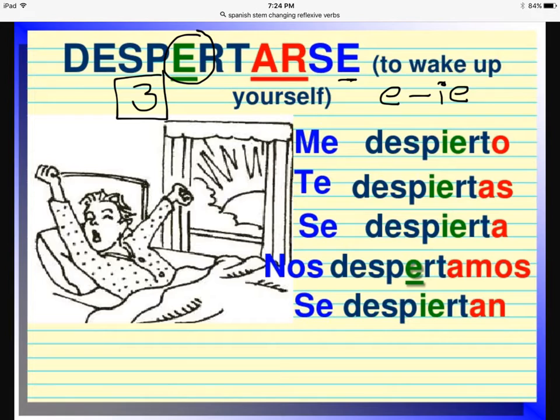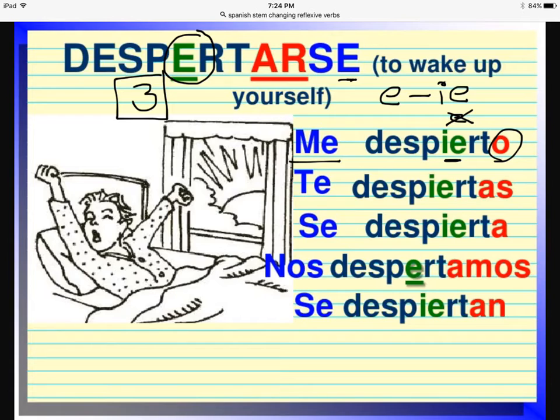So if it's a reflexive verb, count 3 vowels from the back. So this E is the one that we're going to be stem changing. And remember, it's going to change to an IE when you conjugate it. So right here, you see despierto. Instead of it being desperto, which it would be if it wasn't stem changing, you get despierto. So don't do that. And then again, you have your reflexive pronoun that goes with the O form.